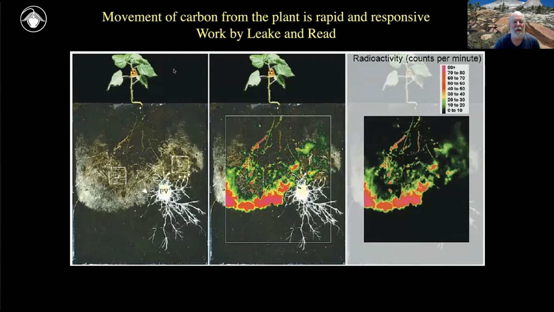Now this is back to the Leake and Read group up in Sheffield. And again, we've got a birch seedling here. What they've done is radiolabel it, and you're looking at autoradiography. What you can see is that this is about 24 hours after they've radiolabeled this. All the counts are already right at the mycelial front of this microcosm. So it's saying that the sugars that they fixed are just shunted straight out to the fungus, and the fungus is already reinvesting it, exploring new territory and trying to find new nutrients.